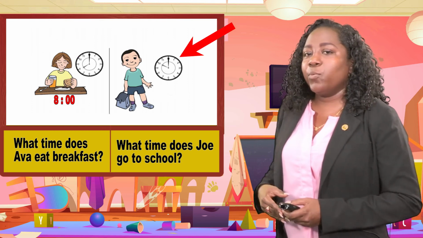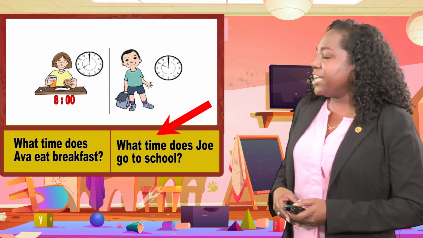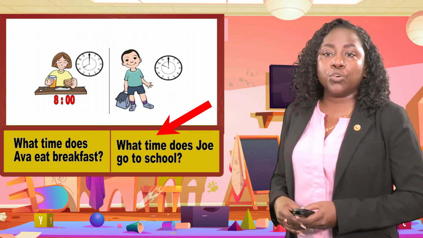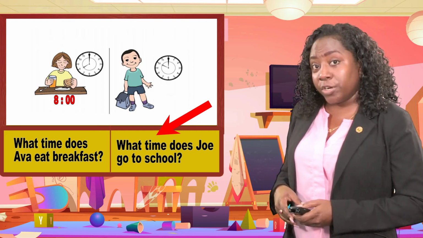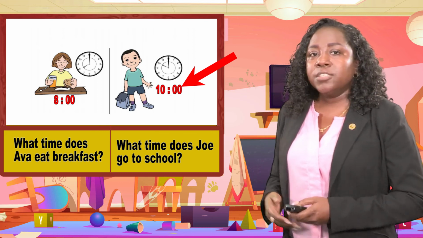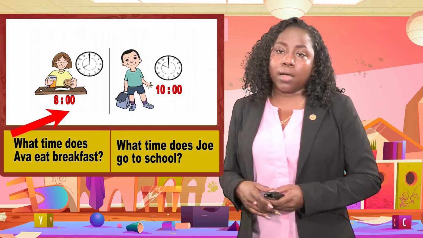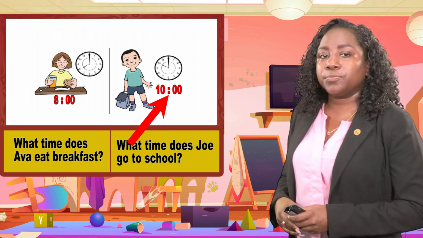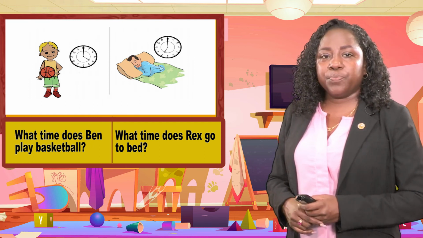Next to her, we'll see a boy. And the question is, what time does Joe go to school? On the clock, if we look carefully, it shows 10 o'clock. So now we know Ava eats breakfast at 8 o'clock and Joe goes to school at 10 o'clock. Look at the next picture.